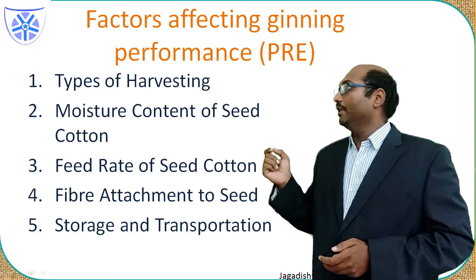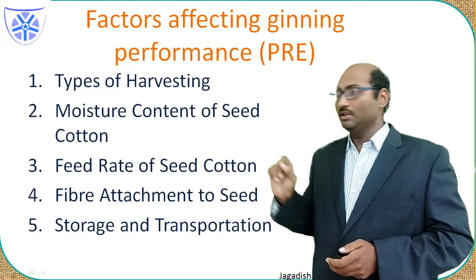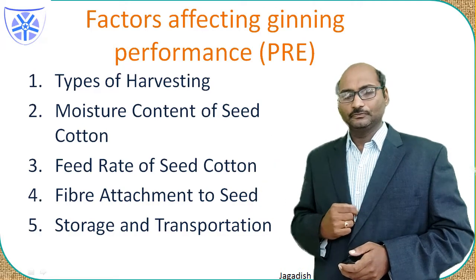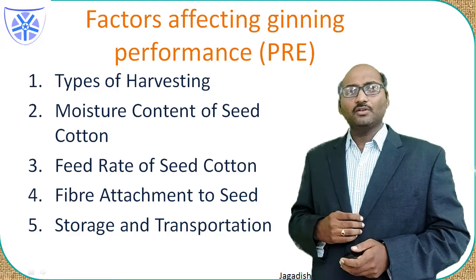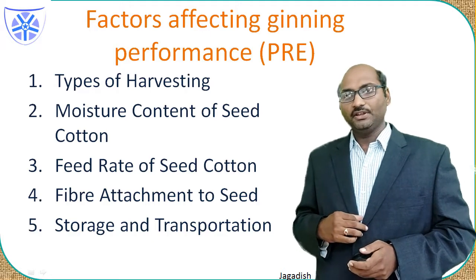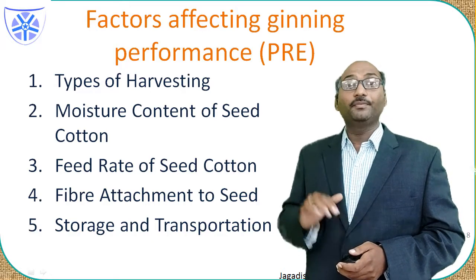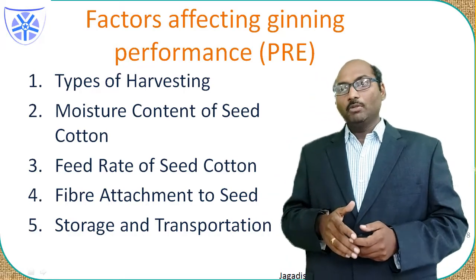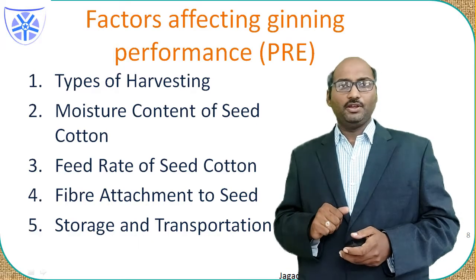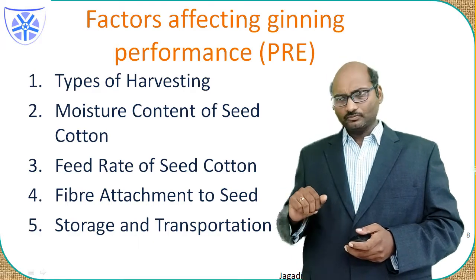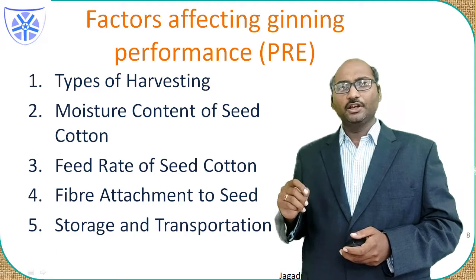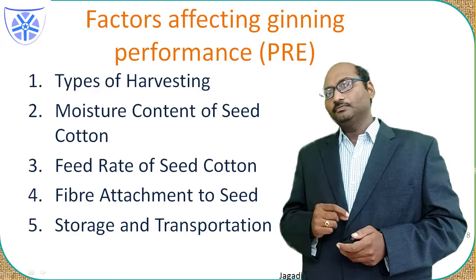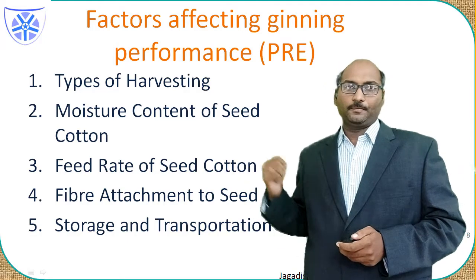Okay. And then the fiber attachment to seed, we'll see what factors affect it. Basically it is genetic. In cotton there are so many varieties. If you see the genetic varieties, maybe up to 50 varieties are found with respect to cotton. But out of them, only 4 are commercially being used. One is very long sea island cottons, then American cottons, Asian cottons, like this. So, we will see how it will affect.